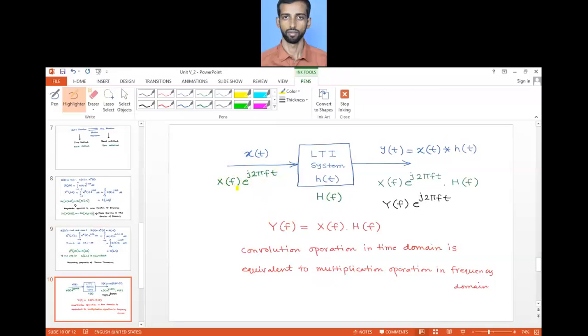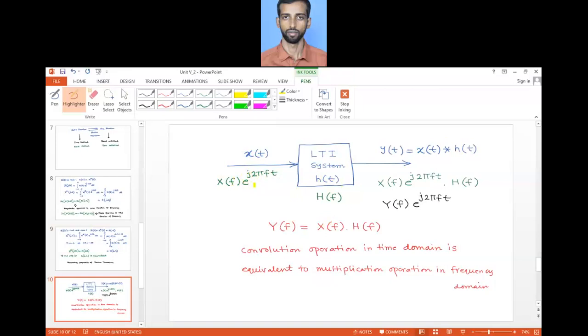So basically what we are feeding to the system is x of f e to the power j 2πft. And we know that h of f is the frequency domain representation, or the frequency response, of this particular system. Now once I provide this, what am I supposed to get? I'm supposed to get this original signal back. That is the notion of eigenfunctions or eigenvalues. I get the original signal back.